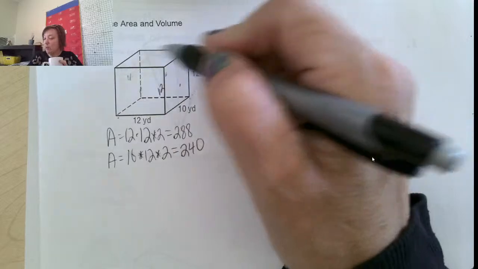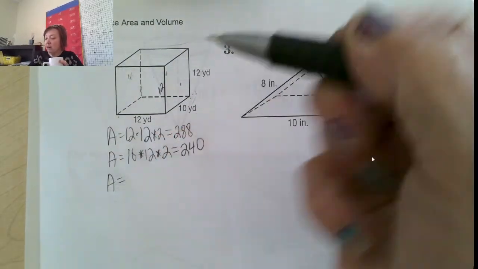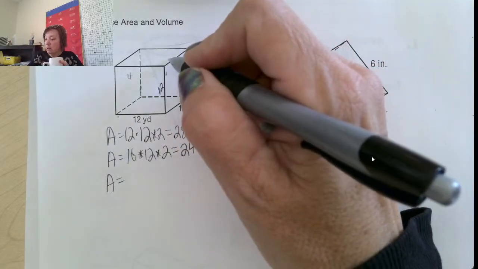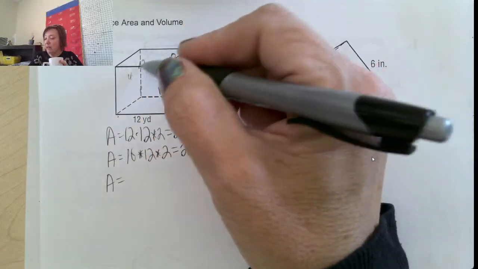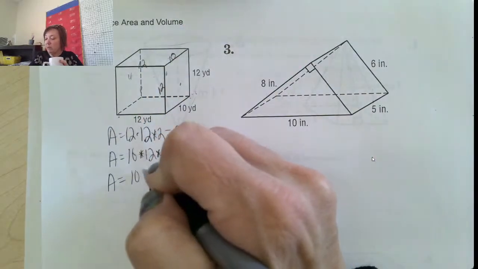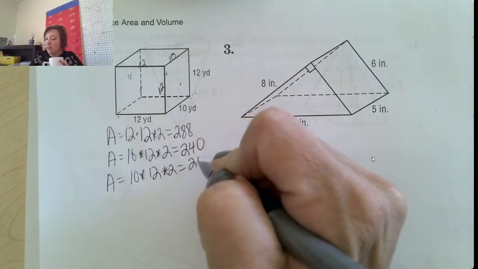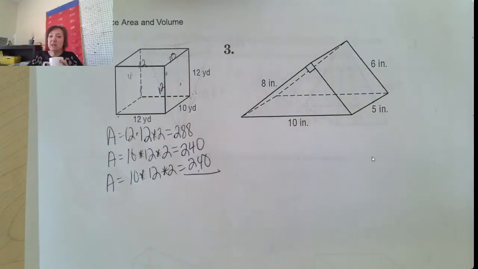Now we got to do the top and the bottom. And the top and the bottom are the same. So we would do the area of the top. It's 10 this way and it's 12 that way. Well, look at that. We just did that one. We don't even have to do the math for that because we've already done it one time, right? And then we just add up those 3 areas and that gives us the total surface area of that shape.